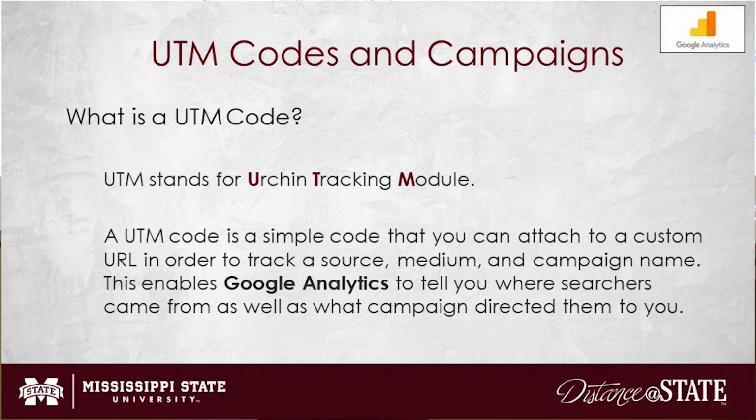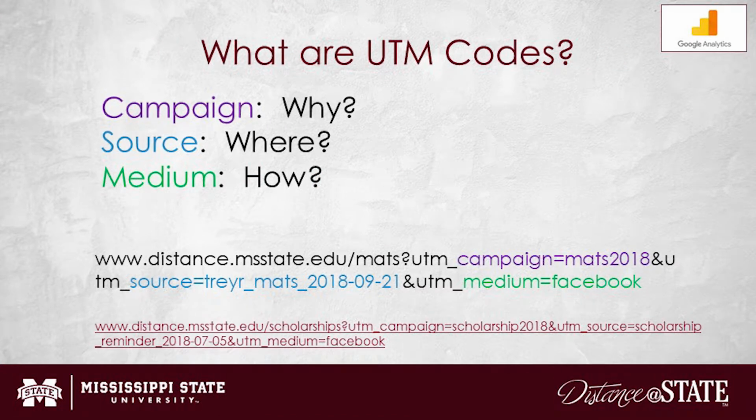So there are really three main items within a campaign link that you have to have. That's going to be the campaign name, so why are they coming to your site? The source is from where, and the medium is how they got there. So these are two examples of campaign codes that we have used within CDE. We have a campaign name of Maths 2018. So that goes back to the Master of Arts in Teaching and Secondary, because we have all of our acronyms, which I know you're all used to.